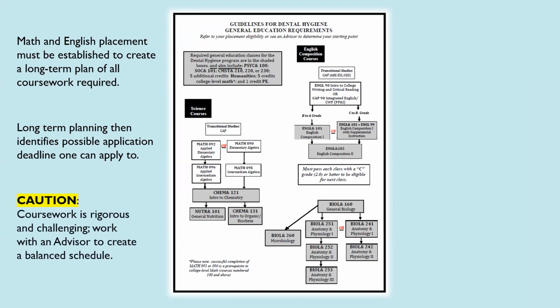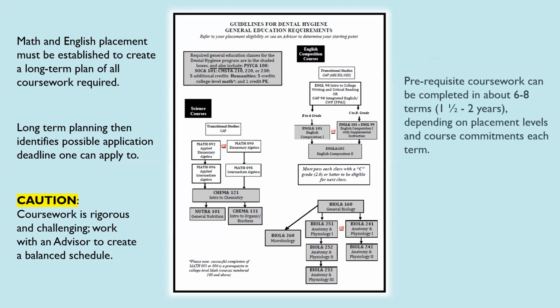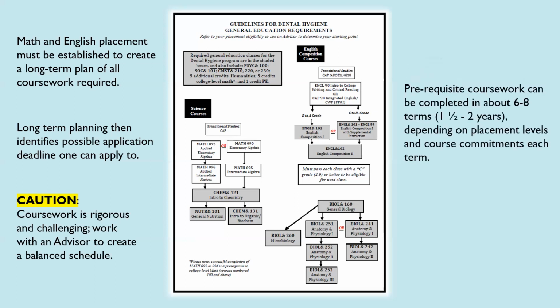As noted earlier, some of this coursework is very rigorous, some of the most difficult coursework Clark offers. So we really want to work with you to help you create a balanced schedule to hopefully increase your chances of a higher degree of success. Here in a moment, we'll see how that higher degree of success leads to a higher chance of possible acceptance. Overall, prerequisite coursework can be completed in about 6 to 8 terms, which is equivalent to about 1.5 to 2 years. This does depend on placement levels and course commitments each term.